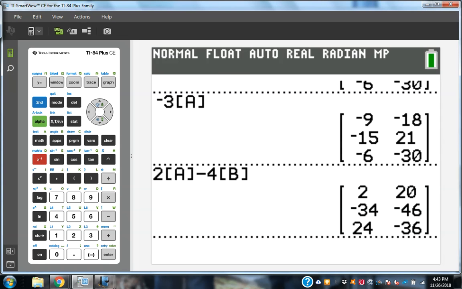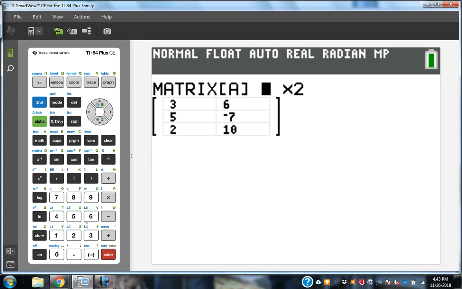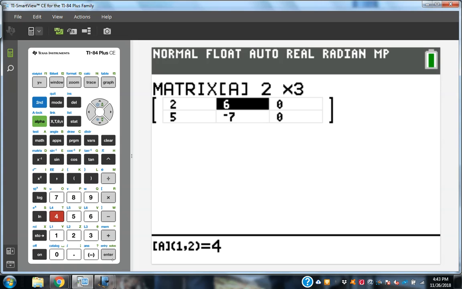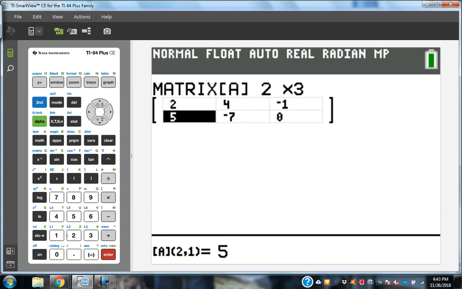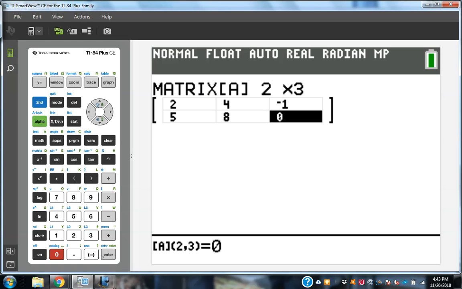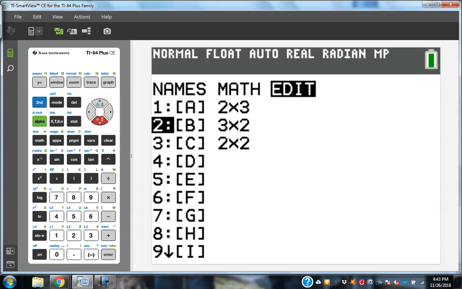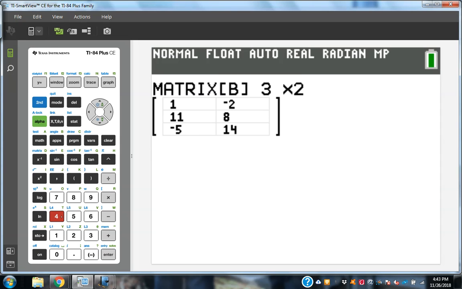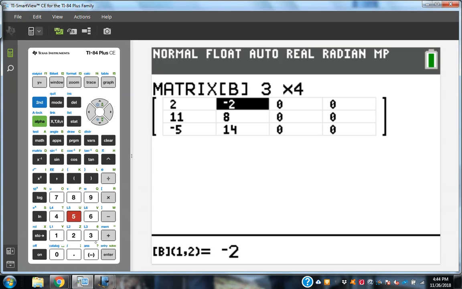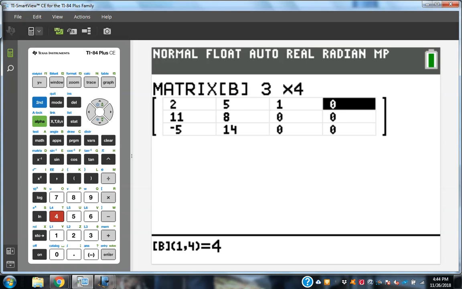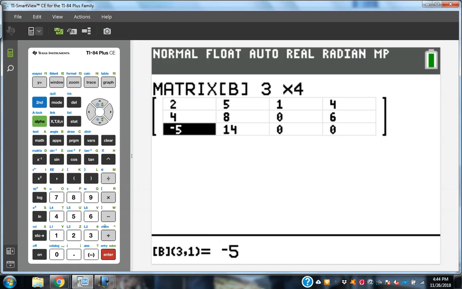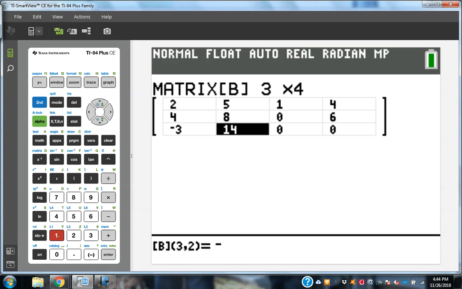So what we do is we go to the matrix and we edit matrix A. It's a 2 by 3, and I'd put in that matrix 2, 4, -1, 5, 8, 0. And then get out of that, go back into it, go to edit. I'm going to edit matrix B, and this one is a 3 by 4 this time. So we've got 2, 5, 1, 4. 4, 8, 0, 6. -3, -1, not -1, +1.